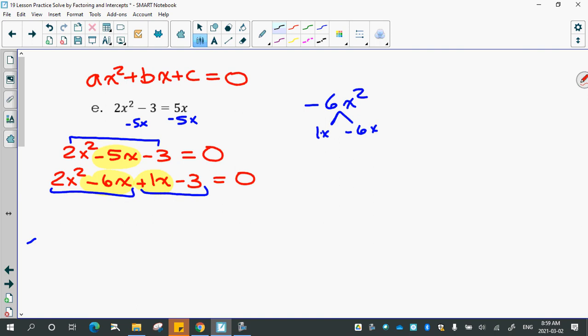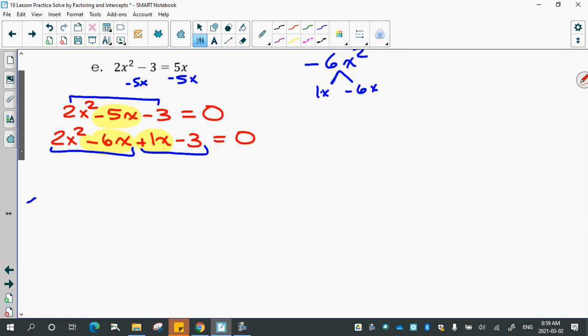So if you just look at the first two terms, we want to look at what's in common with 2x squared and negative 6x. Greatest common factor, 2x. And then mentally divide: 2x squared divided by 2x is x. Negative 6x divided by 2x is negative 3. Sign that comes next goes next. It's a plus.